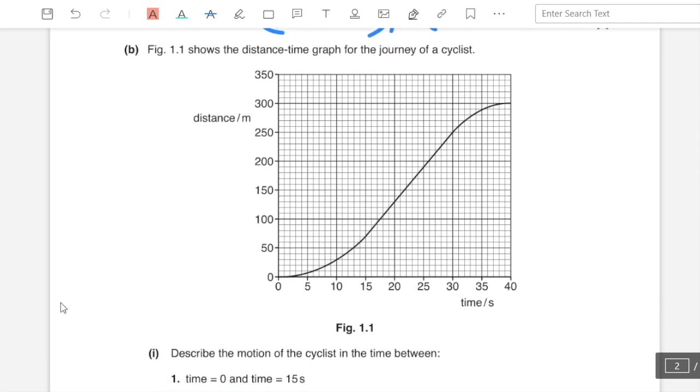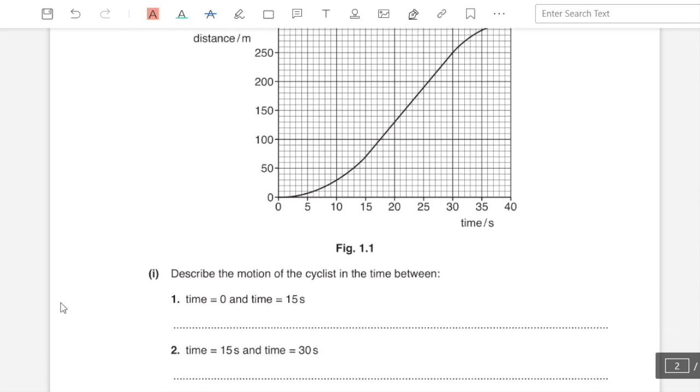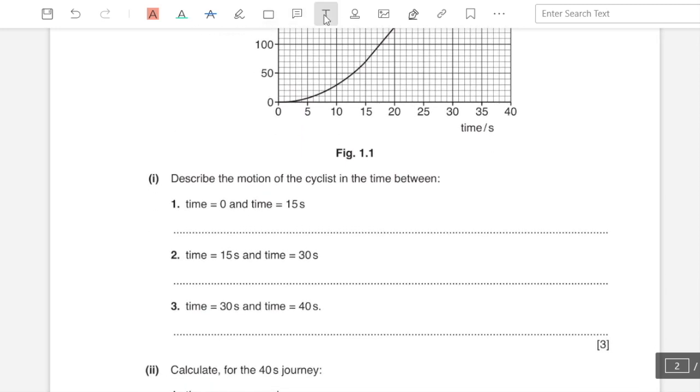B, figure 1.1 shows the distance time graph for the journey of a cyclist. 1. Describe the motion for the cyclist in the time between 0 seconds and 5 seconds. Alright, so between 0 and 5 seconds, the cyclist is accelerating since this is an upward curve.